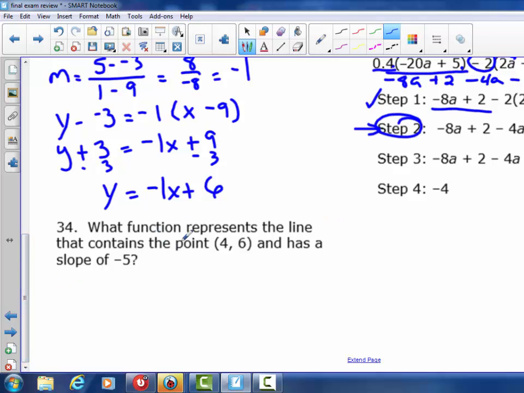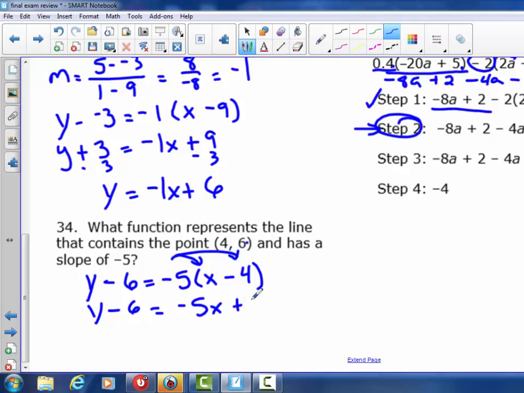Okay, what function represents the line that contains the point (4, 6) and has a slope of negative 5? Okay, point slope formula says take y minus y1 equals m times x minus x1. And then we could clean that up a bit, distribute our negative 5. So we'd have y minus 6 equals negative 5x plus 20. Then we'd add the 6. y equals negative 5x plus 26. And since this is a function, we'll change out the y for f of x.